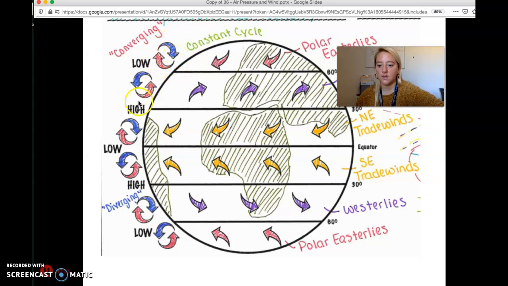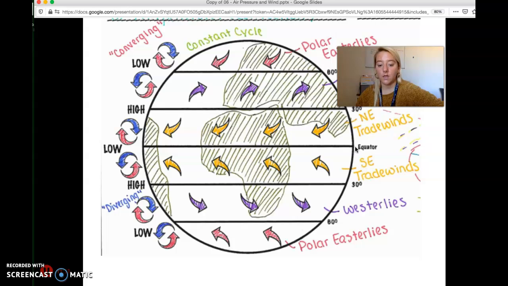We get this distinct area of low pressure at the equator, high pressure at 30 degrees latitude, and low pressure at 60 degrees latitude. Now, I might not want you to know these circular movements here, but I do want you to be able to predict that because this is an area of low pressure, remember we said that low pressure systems will often bring lousy weather. Think about that when you think about what's at the equator.